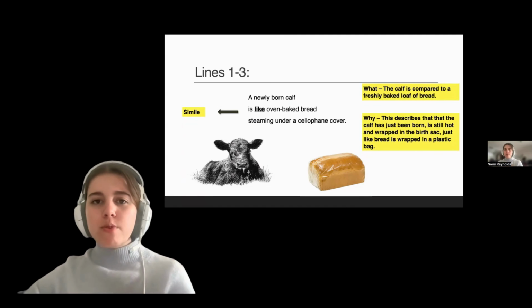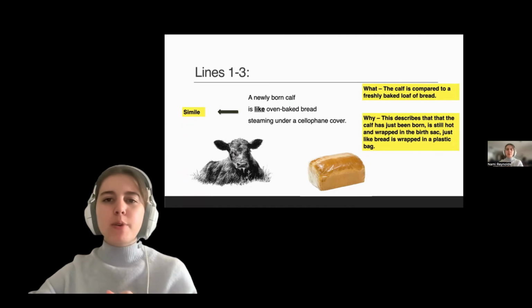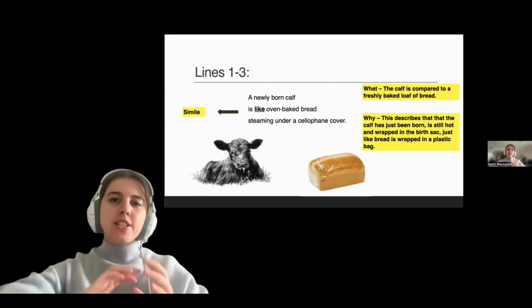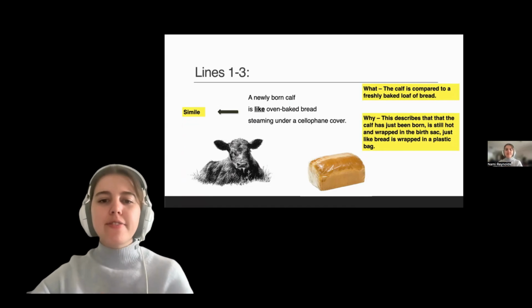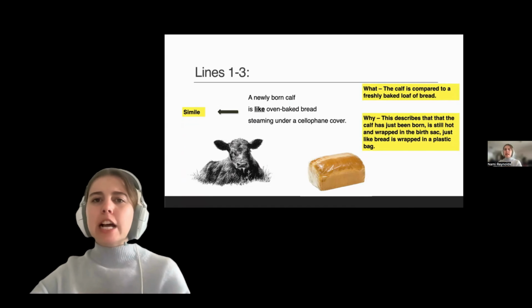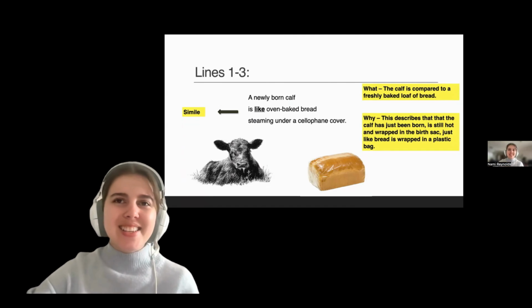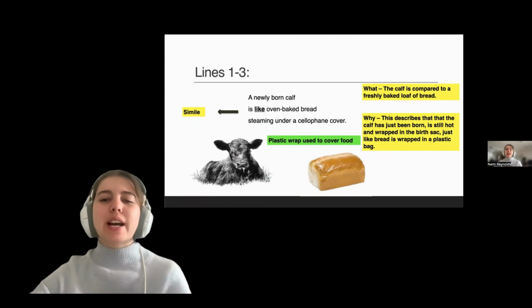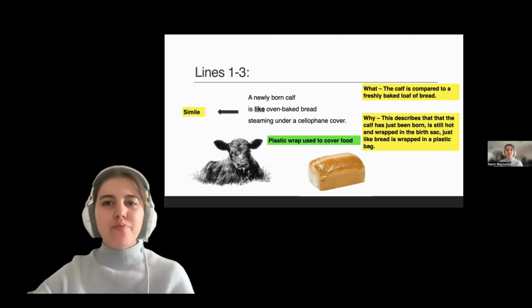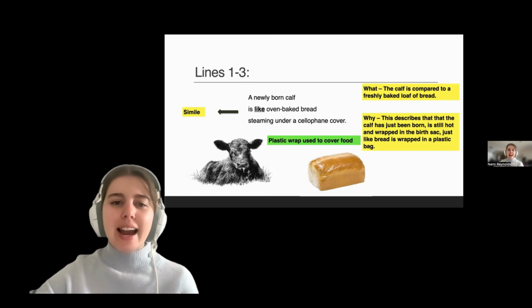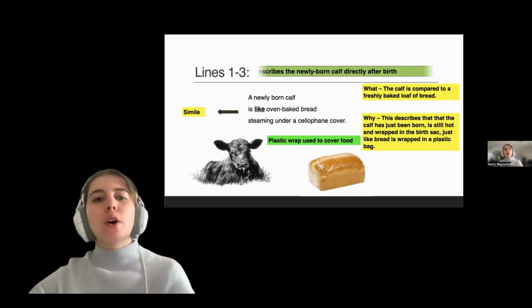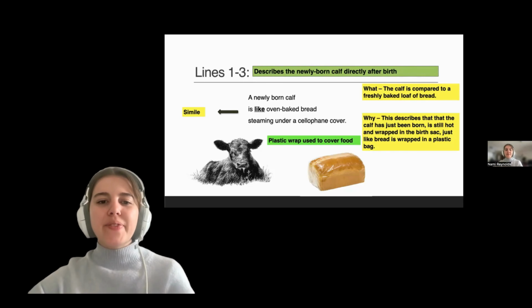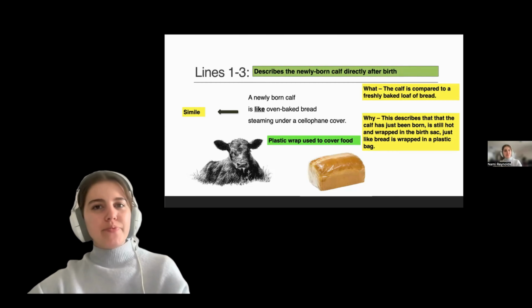The calf is just born, it's still hot, it's still wrapped in the birth sack, just like bread is wrapped in a plastic bag. Okay, so a cellophane cover, can anyone maybe tell me what cellophane is? Yes, plastic wrap used to cover food. Okay, so we can say that these lines are describing the calf directly after being born. Okay, does anyone have a question?